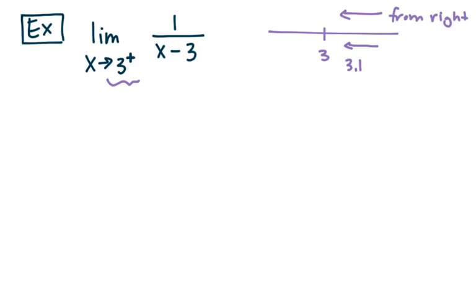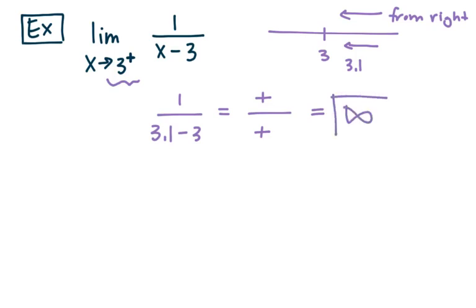And really the easiest way to do this is to just look at the sign. So if I were to think about plugging that in, that would give me 1 over 3.1 minus 3. So 1, that's a positive number in the numerator. 3.1 minus 3 would still be a positive number. So positive over positive, because they're both positive, we would say this goes to positive infinity.